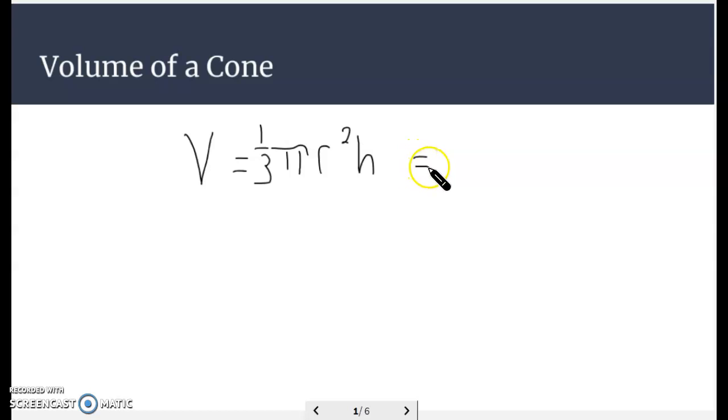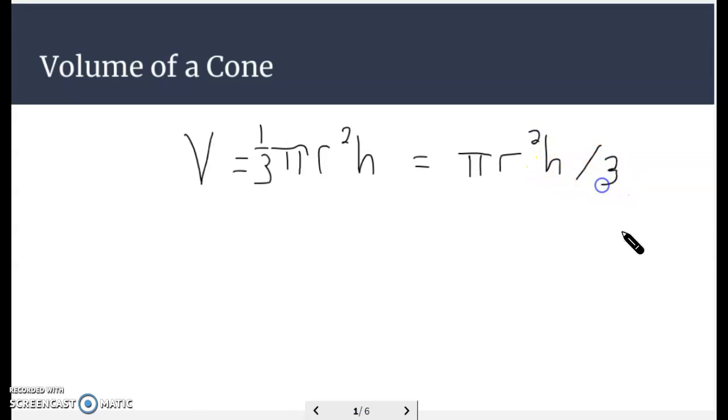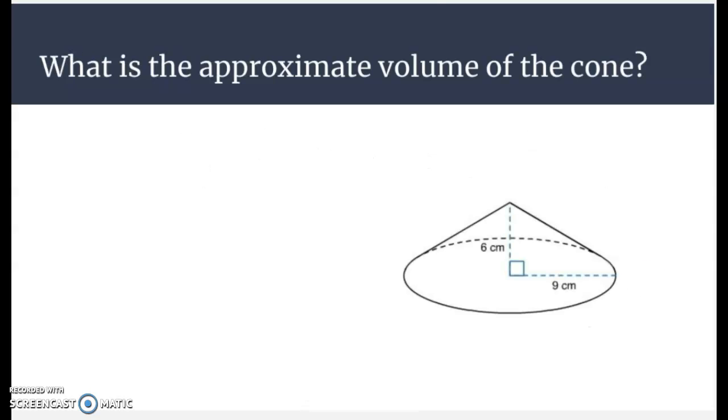So you can just take the volume of a cylinder and multiply it by 1/3, or you could take your volume of a cylinder and divide it by 3. Multiplying by 1/3 and dividing by 3 are the same thing. So let's do a few here. What's the approximate volume of a cone?